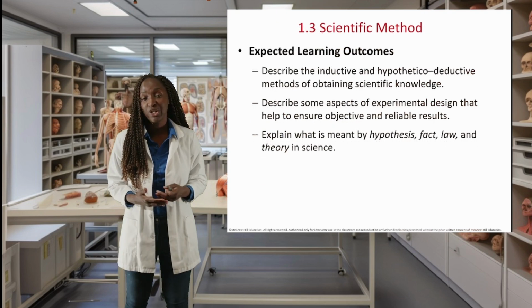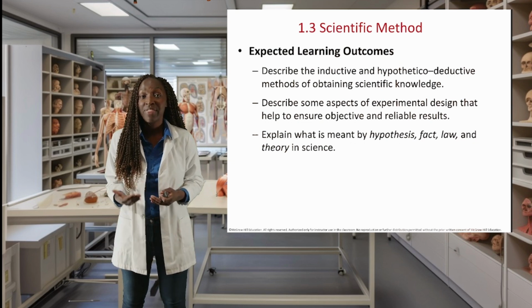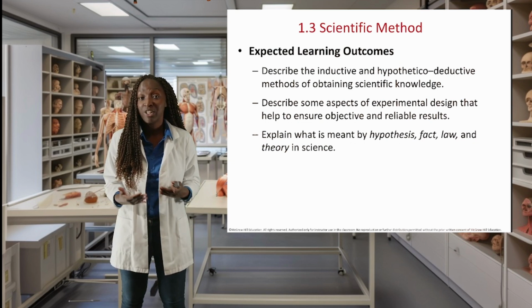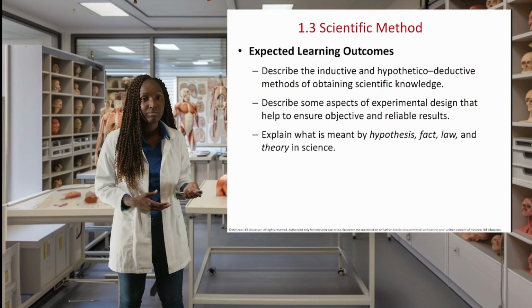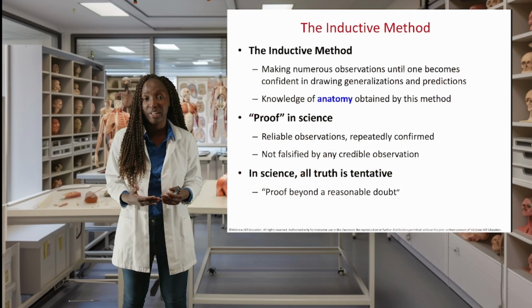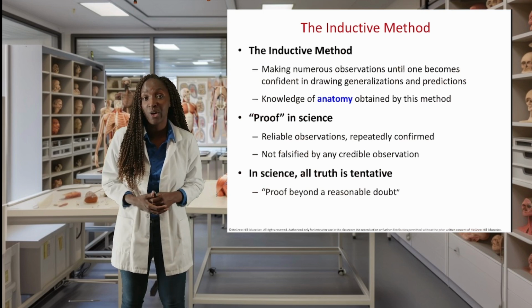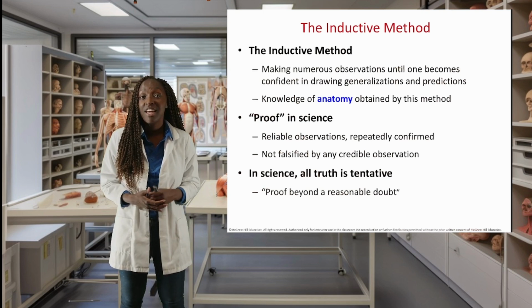Our next section is looking at the scientific method. We'll be starting with the inductive method and the hypothetical deductive method and noting the differences between the two. The inductive method is where we make numerous observations until we become confident in drawing generalizations and predictions. This is our method for gaining knowledge of anatomy.